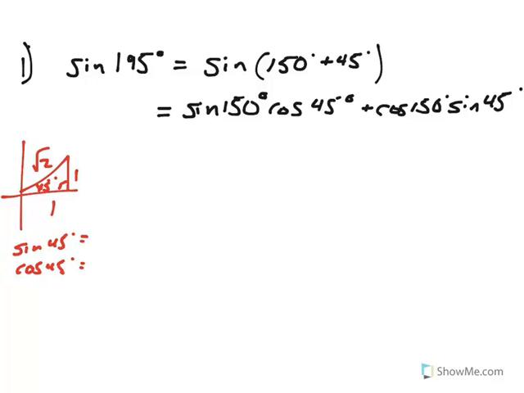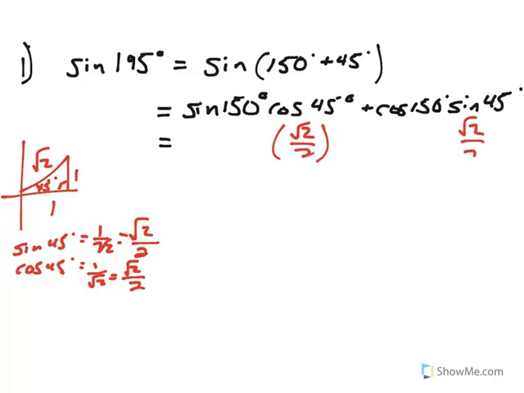Sine of 45 is y over r, that's 1 over the square root of 2, which is square root of 2 over 2. Cosine of 45 is x over r, that's 1 over the square root of 2, which is square root of 2 over 2. So up here in my equation, I can replace cosine of 45 with square root of 2 over 2. I can replace sine of 45 with square root of 2 over 2. Now I need to figure out what sine and cosine of 150 are. I'm going to end up erasing this because it's in the way of my work, but it's the best I can do because I have a small slate here to work with.